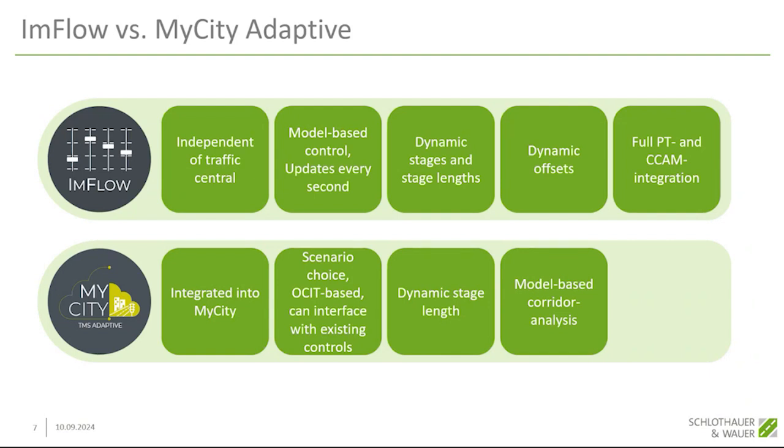One point that is different to MyCityAdaptive: we have the full public transport and CCAM integration, so the algorithm can directly consider the situation for the public transport and so on. Whereas this in MyCityAdaptive is totally dependent on the local control. One thing that you cannot do with ImFlow that you can do with MyCityAdaptive is using your existing infrastructure. MyCityAdaptive is based on the idea that we don't really care what is going on in the local controller. It can be a fixed time, it can be traffic actuated, it can be any kind of control method that is based on different parameter sets. So that is a field which would be kind of exclusively on the MyCityAdaptive side.